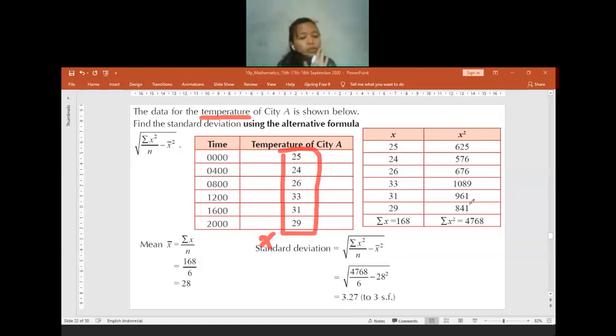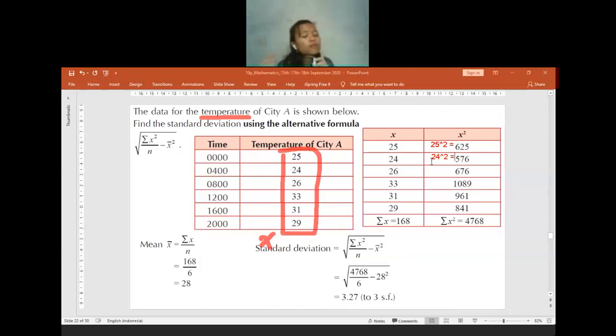Is there anyone having any confusion to find the x square, maybe? Before I continue, anyone get difficulties to find the x square? No? This will be like 25 square. You can use your own calculator, it will be the 24 square, and so on.